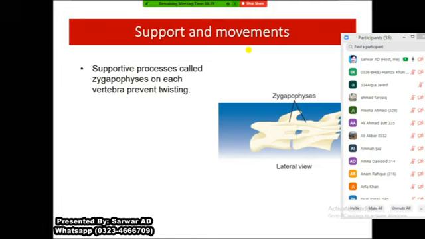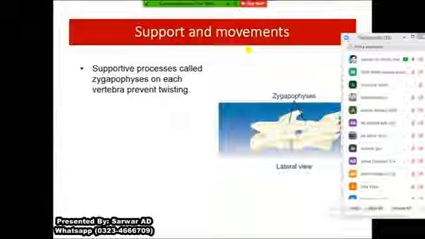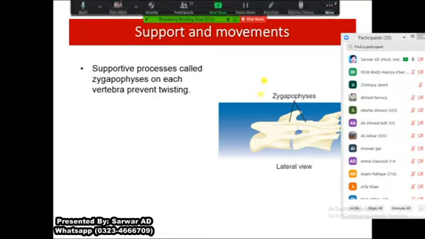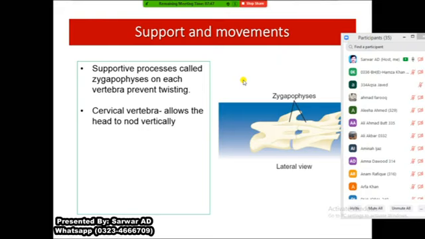Supportive processes called zygapophyses. We have discussed the zygapophyses. These are the articular processes, or structures which prevent twisting. They are generally present in the vertebral column, and they are helpful structures which prevent the twisting of the vertebral column, or, you can say, the collapsing of the vertebral column while the organism is moving or during locomotion.